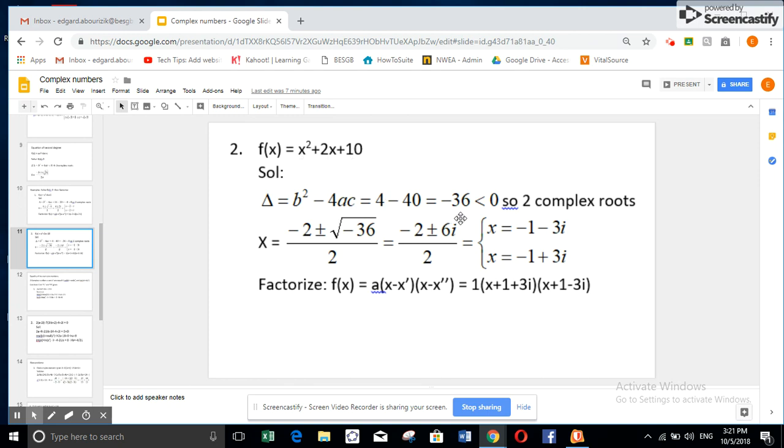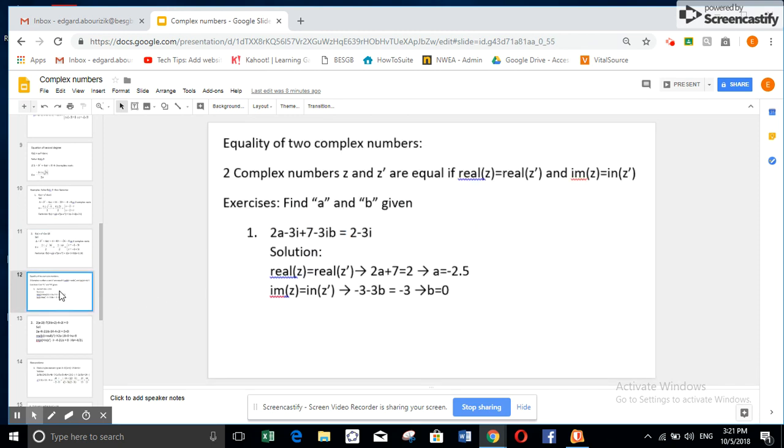Another example, same story. b squared minus 4ac, b is 2, squared 4, minus 4 times 1 times 10. So you have minus 36. Minus b plus or minus radical delta over 2a. Because I have the square root of a negative number, it is written 6i. I have these two roots. And if I want to factorize it and bring these two to that side, the first factor will be x plus 1 plus 3i, and the second one x plus 1 minus 3i.